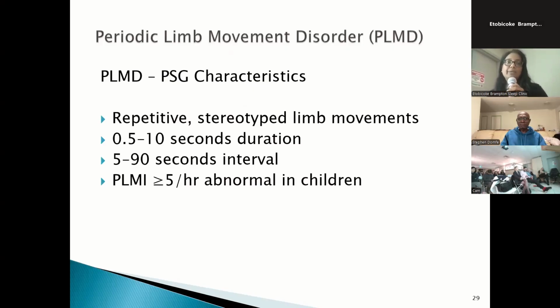The next one is periodic limb movement disorder. The characteristics: repetitive stereotyped limb movements, 0.5 to 10 seconds in duration, 5 to 90 second interval. From the start of the first movement to the start of the second movement, at least 5 seconds and maximum 90-second interval should be there. And PLM index greater than or equal to 5 per hour is abnormal in children.